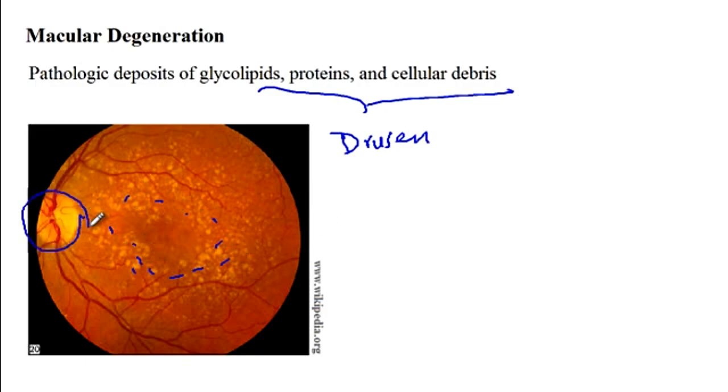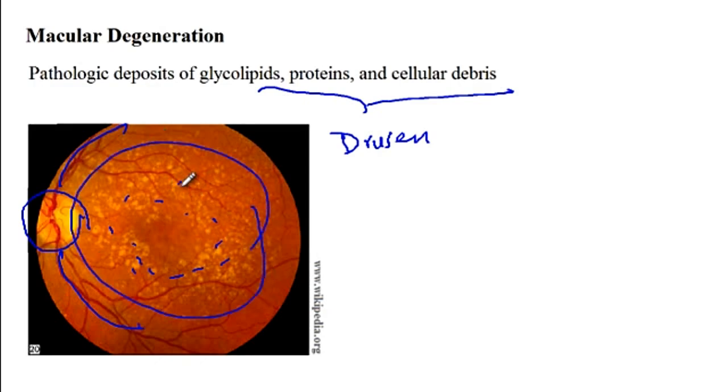So again, here we have the optic nerve, we have the optic vessels coming out, at the center we have the macula, and all these white spots are pathologic deposits which are called drusen. Now there are different forms of macular degeneration, and the treatment options that are available for each one of them are different, but you don't really have to know that much detail.